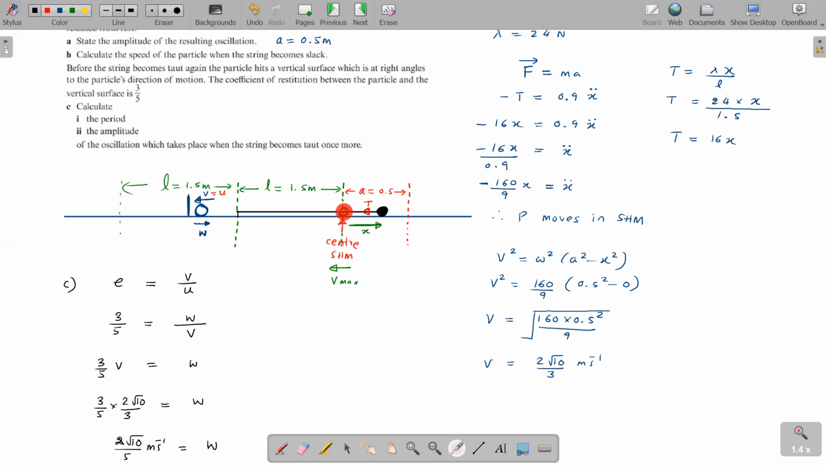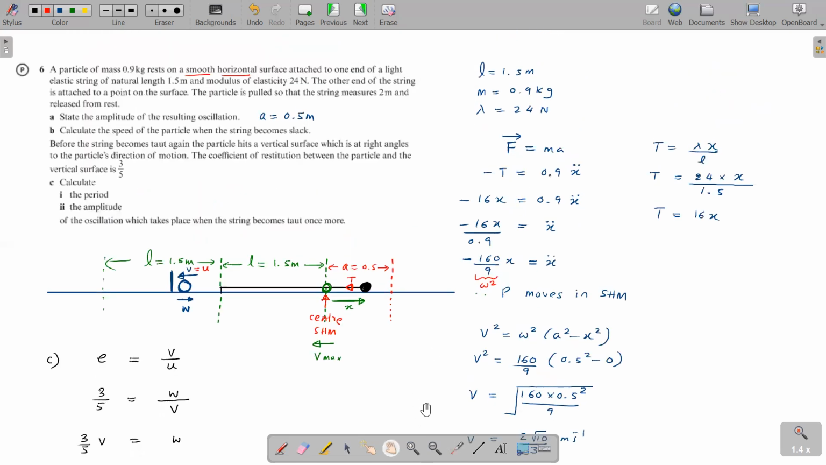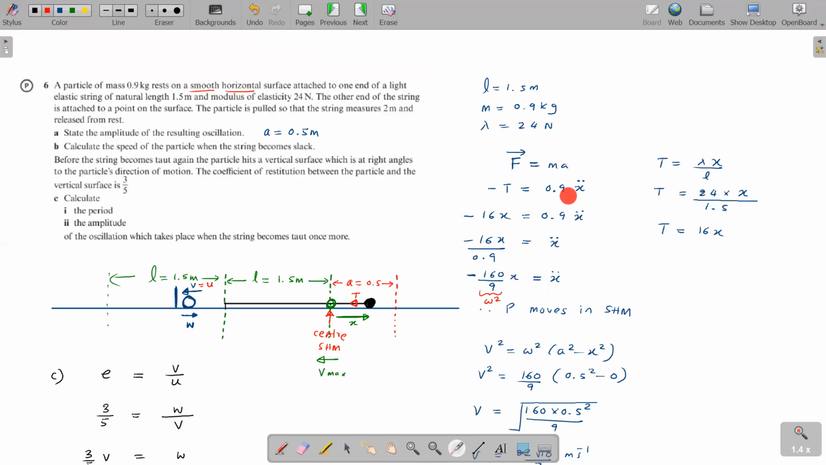Will the omega that we previously calculated be affected? In the previous part we calculated omega squared as 160 over 9. Will the omega change? No, right? Omega depends on F equals ma, and the tension and mass don't change. The tension is lambda x over L, with the extension. If you use this equation again, since lambda and the natural length are all the same, the omega value doesn't change.